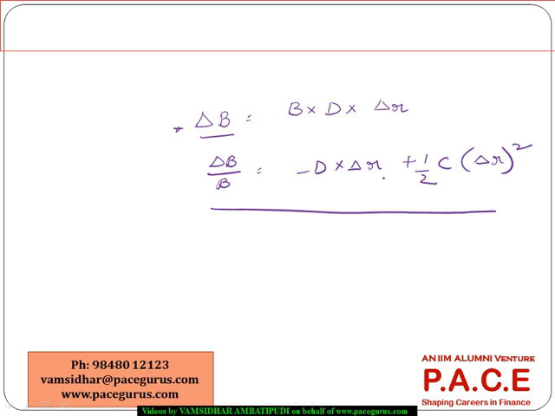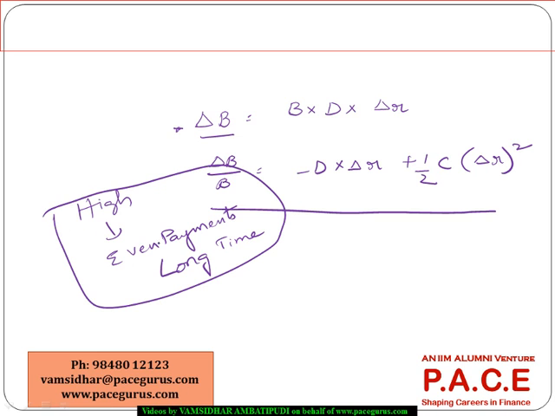So the convexity is going to be very high if there are more and more even payments over a long period of time. With more spread out payments over a long period of time, the convexity is going to be much higher. The convexity is going to be much lower if generally the payments are concentrated at a point in time.